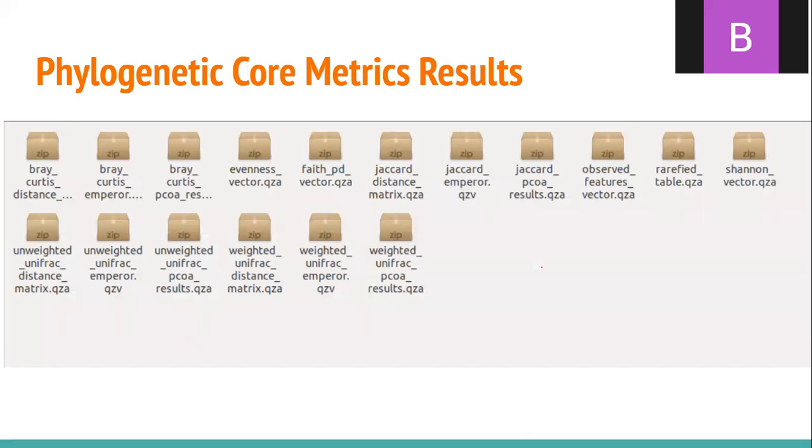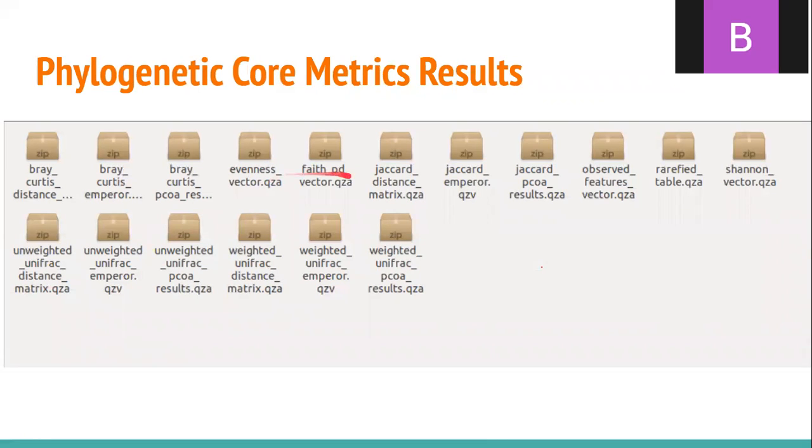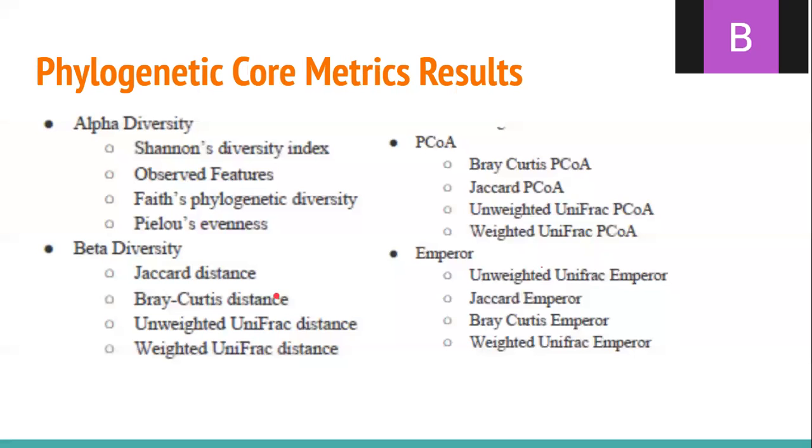Using the feature table, phylogenetic tree, and sampling depth, the core metrics results plugin has been processed. And this is the core metrics results folder, as a result of the plugin, which is what I wanted for the whole thing. We obtained these files inside the folder: the vector QZA files like this one for the alpha diversity, and distance matrix QZA files for the beta diversity.